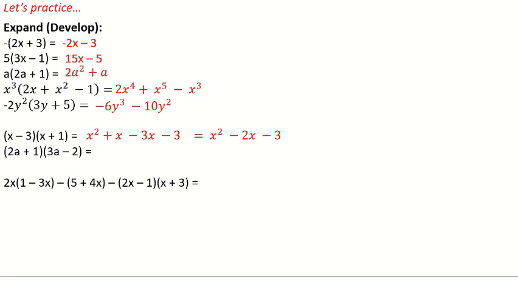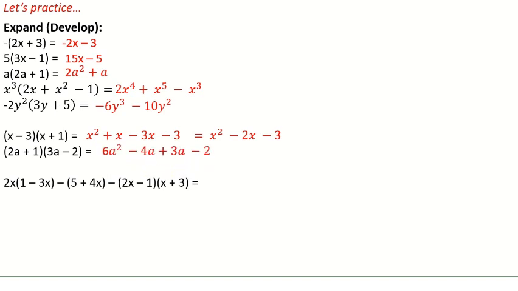The second one, 2a plus 1 into 3a minus 2, it's the same concept. So we are going to multiply every term of the first parentheses by every term in the second parentheses. So 2a times 3a, it's 6a squared. 2a times minus 2, it's minus 4a. Plus 1 times 3a, it's plus 3a. And plus 1 times minus 2, it's minus 2.